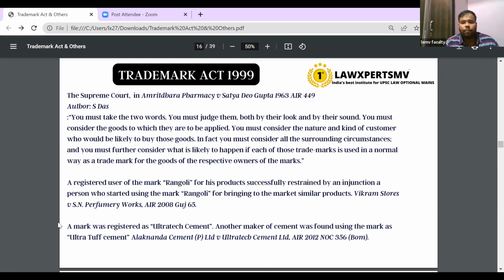Yes. Can anyone read this para? This para I have given you is from Amirdhara Pharmacy versus Satyadev Gupta. This para is very important because in this para you can understand how the test of deceptive similarity will be adjudicated by the Supreme Court. When two products are similar, how that particular issue should be resolved has been given in these words. Can anybody read it for me?